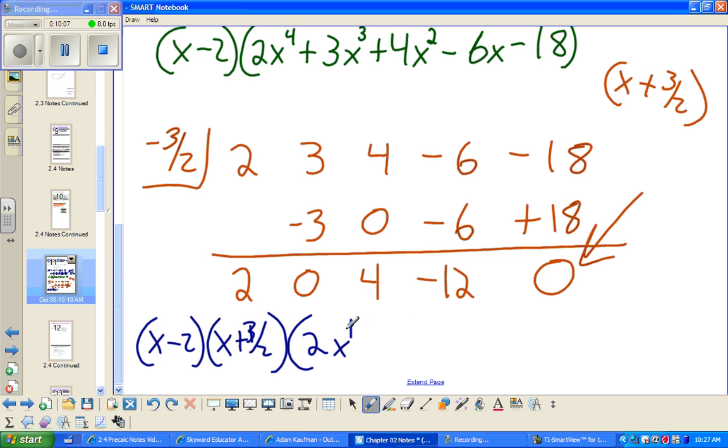I don't like my 3's very much on here. Since there's a 0 here, there's no x squared term, so I just have to jump to plus 4x minus 12. So I've got another factor out. Now I'm going to put that into my calculator.